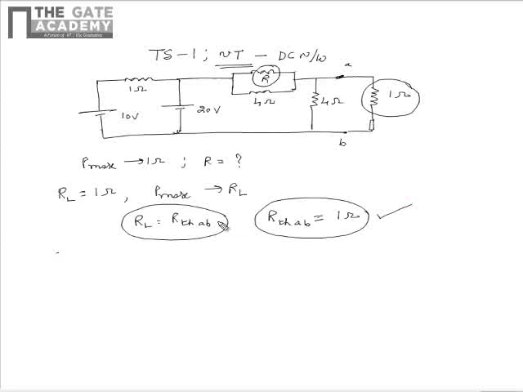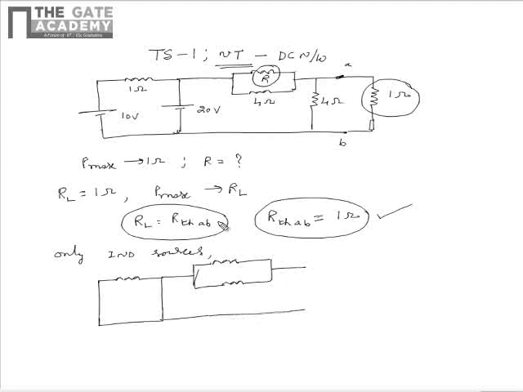So as the circuit contains only independent sources, we can find the Thevenin's resistance RThAB by replacing the voltage sources by their internal resistances, that is by short, and by replacing the current sources by their corresponding resistances, that is by open. Upon doing that, we get the equivalent circuit as shown.